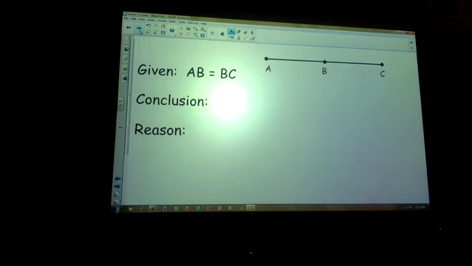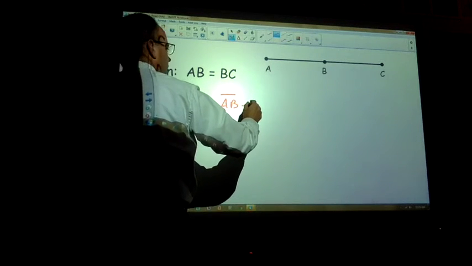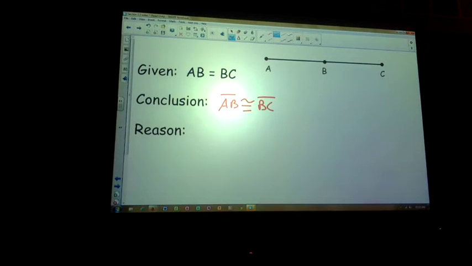All right. Okay. Given AB is equal to BC. So things that we could say would be segment AB is congruent to segment BC. And this is where you all say, doesn't that say the same thing? Yeah, there are some redundant steps. Okay, what are some other things that we can say about this? Yeah. B is the midpoint. Given AB is equal to BC. B is the midpoint. Okay.